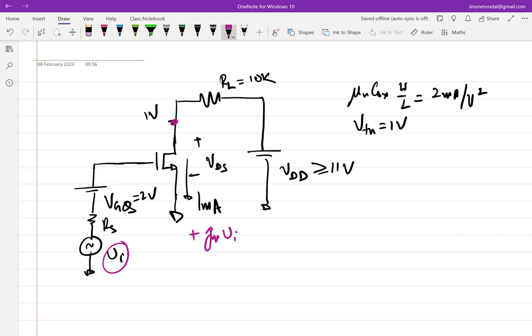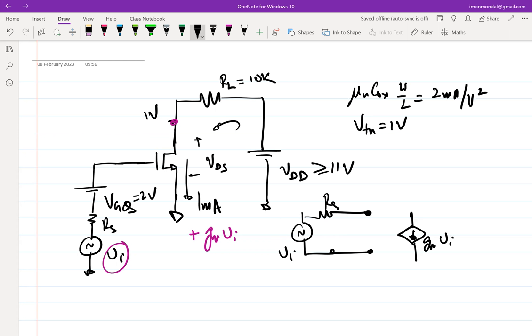Right. So the incremental current that is flowing is GM times VI, which means that in the incremental sense, if I sketch the incremental equivalent of this circuit, this is GM times VI, and these two are obviously connected, because by construction of the transistor, these two input terminals are connected. And this is my drain, this is the gate, this is the source. So naturally the incremental voltage at the drain, VD, is minus GM times VI times RL.